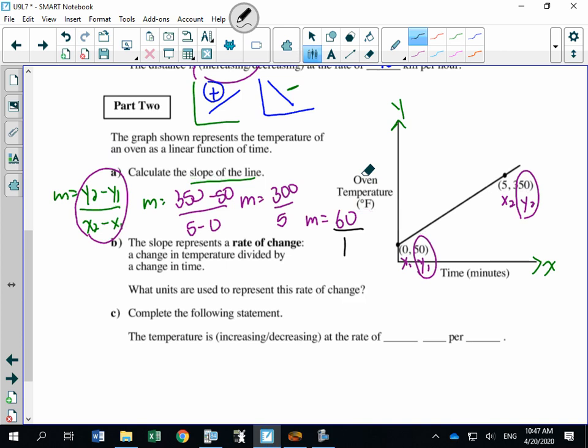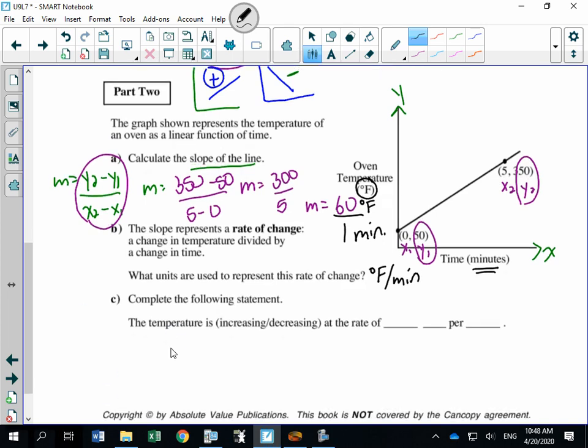So if I go to my y-axis, it was the temperature of the oven in degrees Fahrenheit. So 60 degrees Fahrenheit, it's going to heat up every 1 minute. So every minute, the oven's going to heat up 60 degrees. At 2 minutes, you should be at 120 degrees, right? And it's going to be an increasing slope. So what units are used to represent this rate of change? So the units are degrees Fahrenheit per minute.